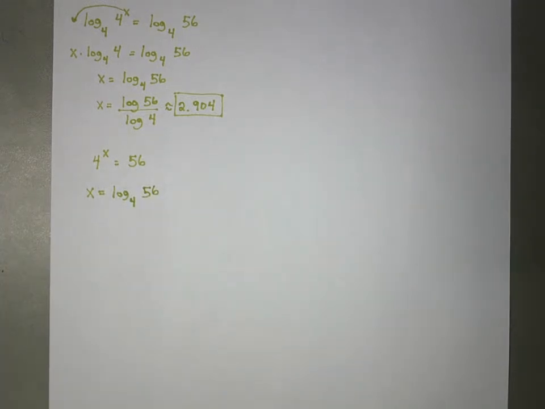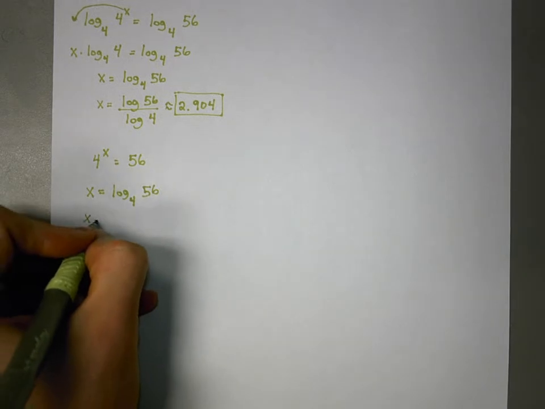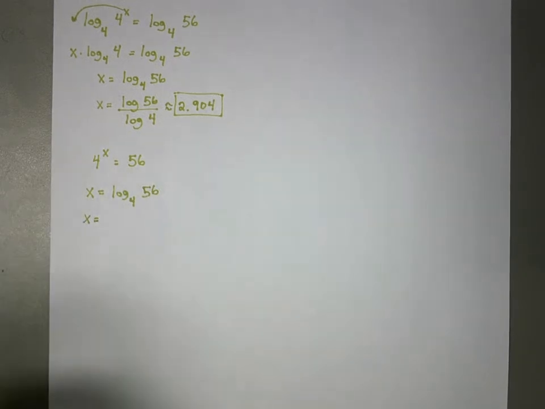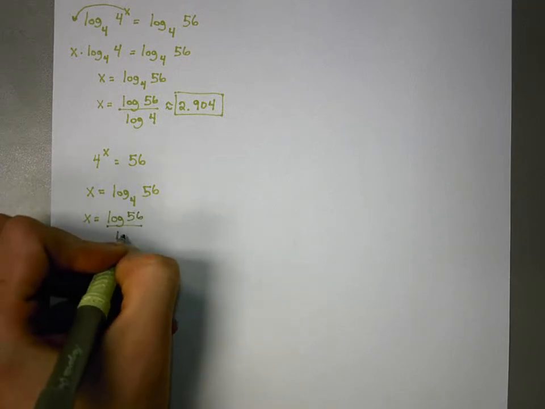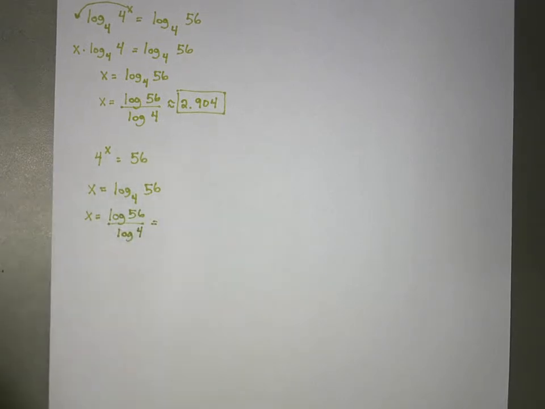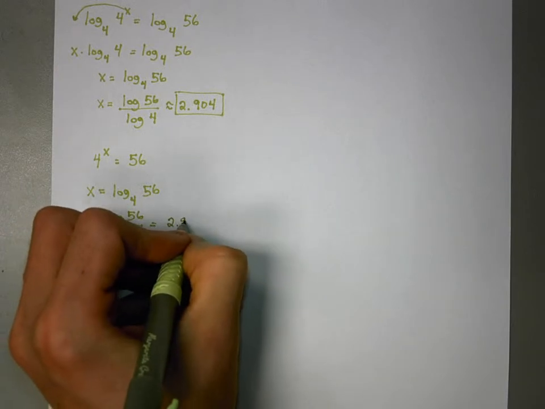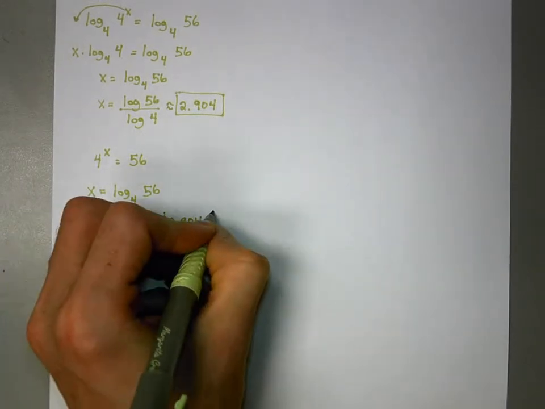Now you can see right here I'm to the exact same point that I was in my previous problem, just in a lot less steps. So log of 56 divided by log of 4 with that change of base formula, which is once again going to be about 2.904.